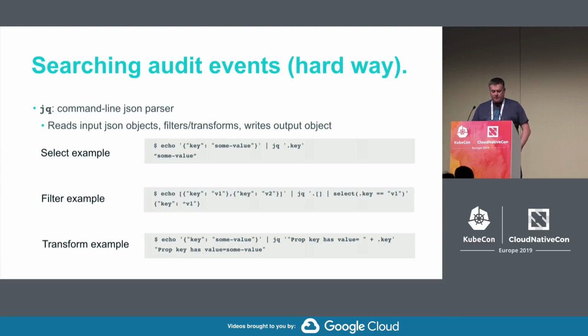Just some examples of what you can do with JQ. So you can do selection. Given this input object, show me the value of the property called key, and it'll print out some value. If you want to do filtering, you can take an array of objects and say, hey, only give me the objects where the value of key is v1, and it'll just give you that object. You can also do transformations. You can say, hey, take this object and then output a string that's a mix of plain text and the value of the property called key from the input object. And it'll print out an output string.